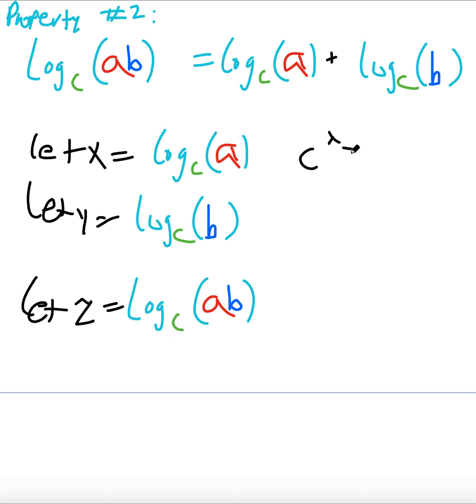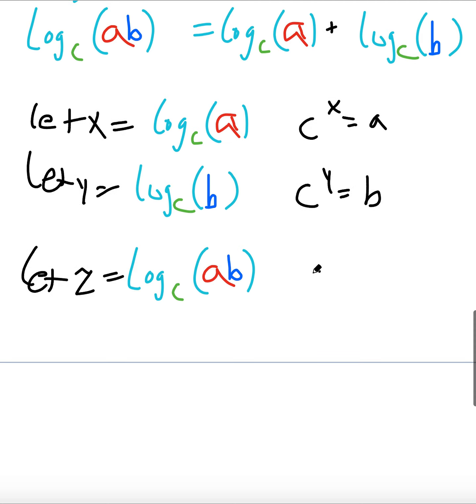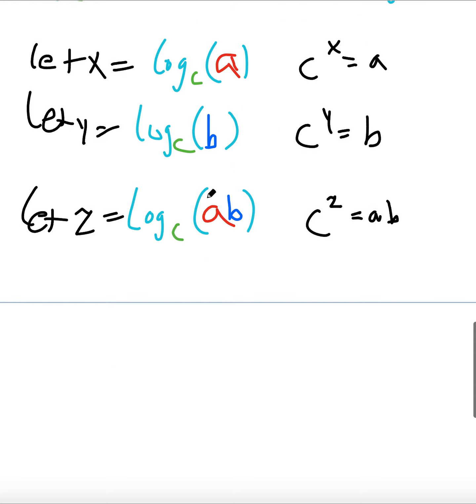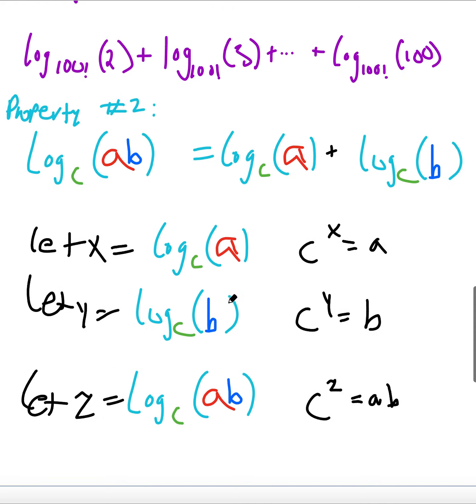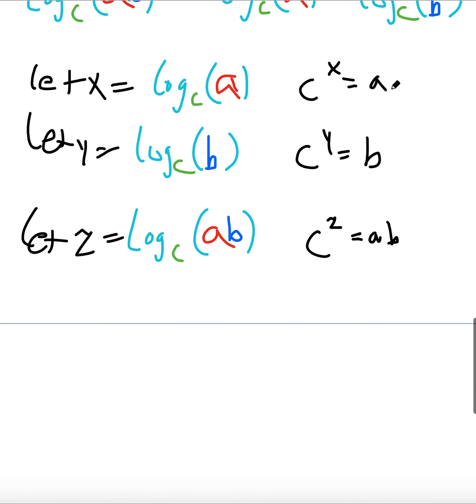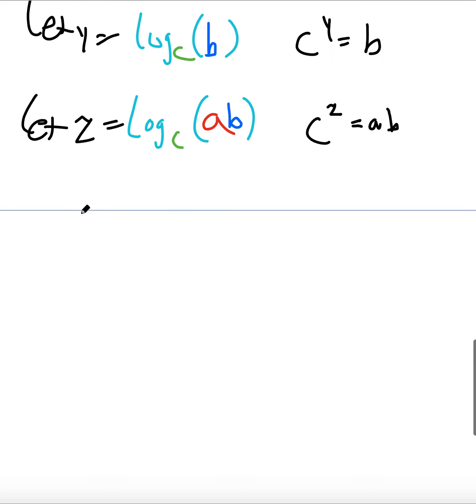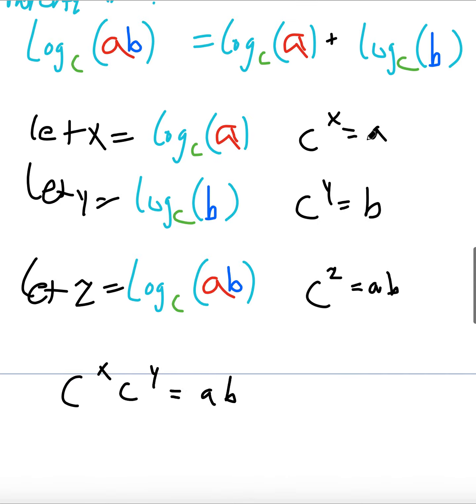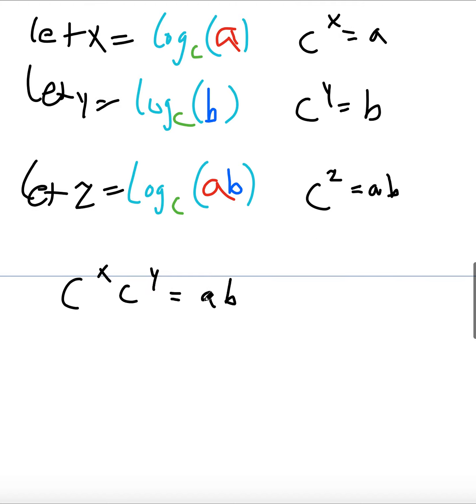So c to the x equals a. And then we can apply the same logic over here. c to the power of y equals b. And then c to the power of z is equal to a times b. Now we know that we have to prove that these are equal. So assuming they are equal, let's see what we can do. We can multiply the a and the b here to get ab, and we can multiply the c to the x and the c to the y. So let's say c to the x times c to the y equals ab, and we just multiplied these two equations together, right? Now what does that equal to? Well, we know that we have to make it equal to c to the z.